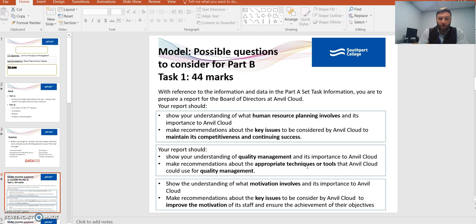We'll do a little bit on that in a minute as well. Then motivation as well. So show you understand what motivation involves. What is motivation? What are the strategies? How's it done? What are the theories? Looking at things like Maslow, Herzberg, Mayo, McGregor, and any other strategies you want to look at as well. So then you'd be identifying how motivation works, how it's supposed to be, what they're doing in Anvil Cloud perhaps, and then look at issues that they could do to motivate them.